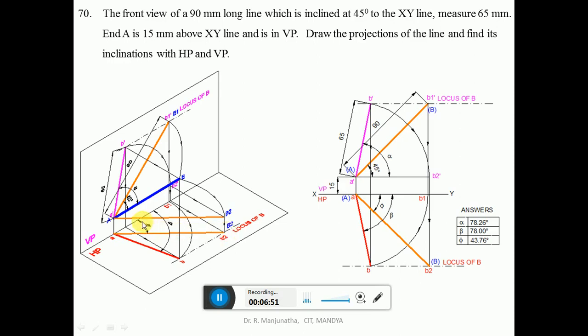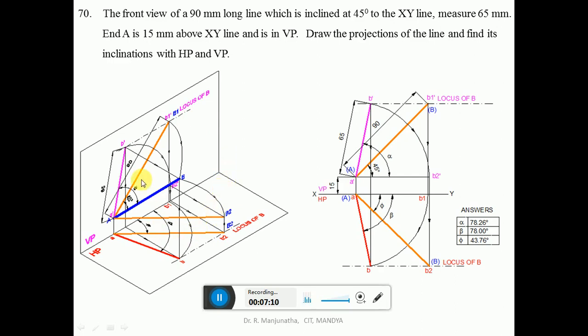The inclination made by this with respect to VP is called phi. The apparent inclination made in the top view, with respect to VP, is beta. So this is how we can analyze this problem in three dimensions.